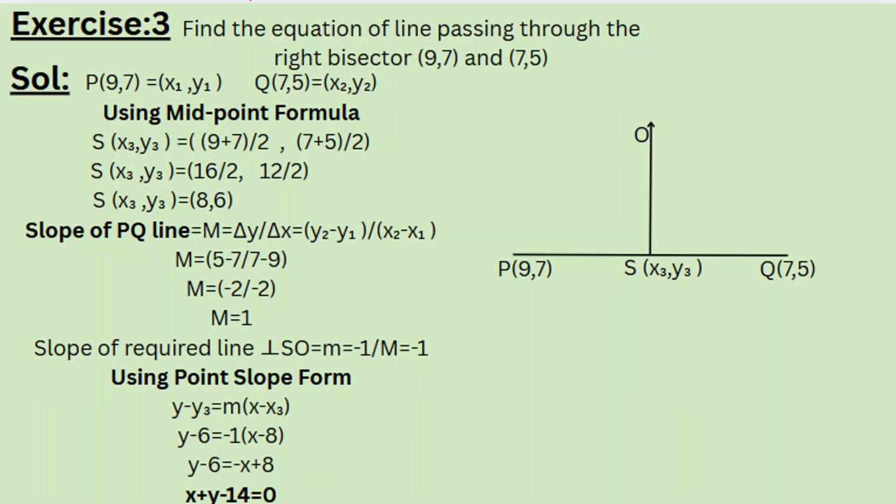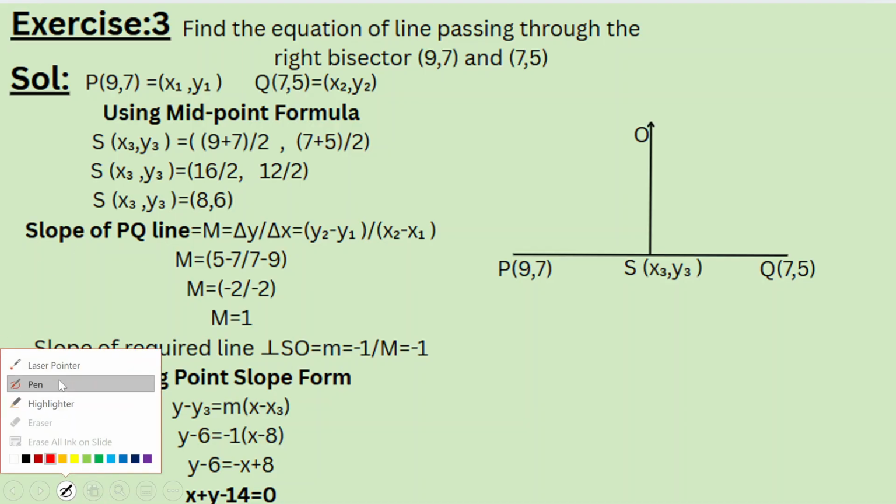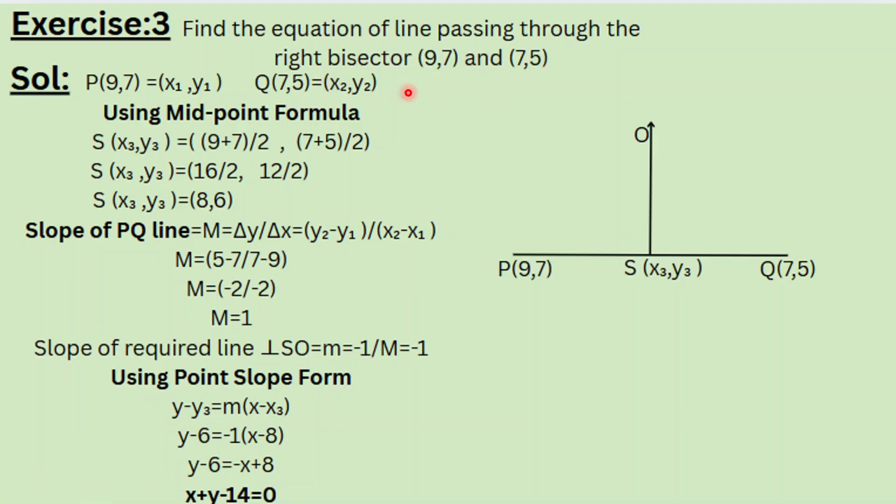In this example, we are asked to find the equation of the line which is the right bisector of these 2 points. Let us discuss it from this diagram. In this case, we are asked to find the equation of this line S and O, as it is the right bisector of points P and Q. As S lies on the midpoint of P and Q, by using the midpoint formula, if we add the coordinates of x and y and divide by 2, we can easily find the coordinates of our given point.